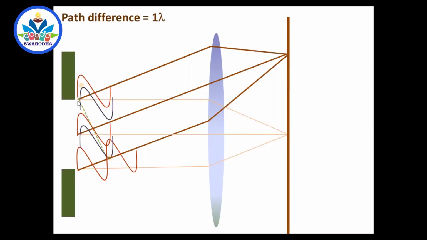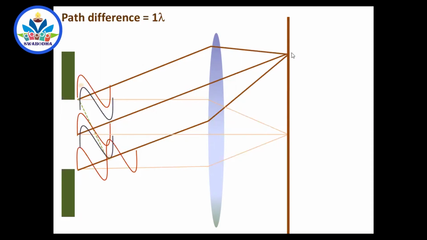For every point on the upper half of the slit, there is a point on the lower half of the slit which will send secondary waves that cancel each other with a path difference of lambda by 2, and this point will be a dark fringe. So if the path difference between the secondary waves starting from the top of the slit and the bottom of the slit is 1 lambda, this will be a dark fringe.